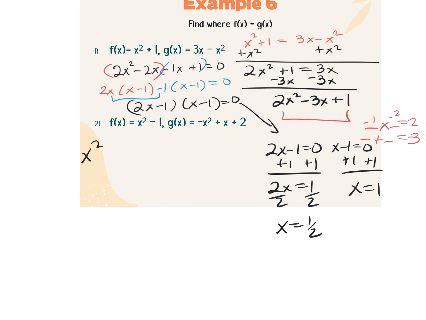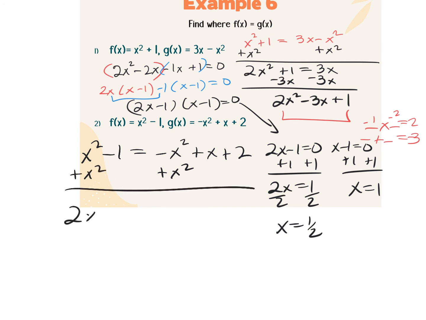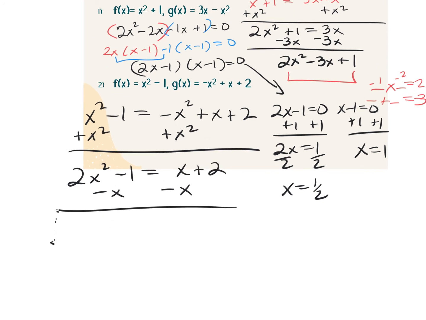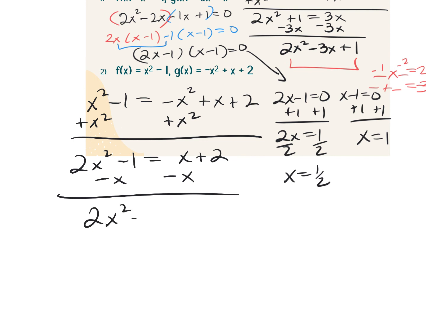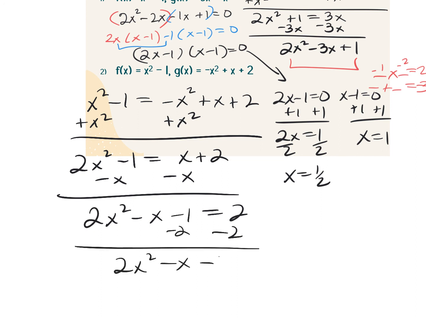It's x squared minus 1 equals -x squared plus x plus 2. I need to get my like terms together. So I'm going to add x squared again. 2x squared minus 1 equals x plus 2. Again, I'm going to move my terms together and set up my trinomial that can be factored. And then lastly, move the 2 over. And then I'm left with 2x squared minus x minus 3 equals 0.